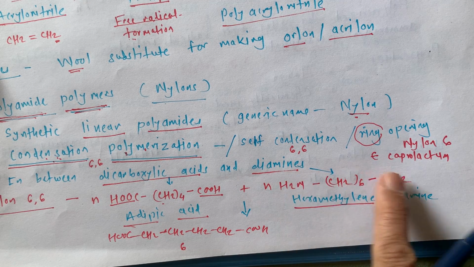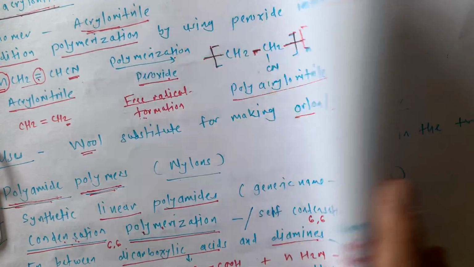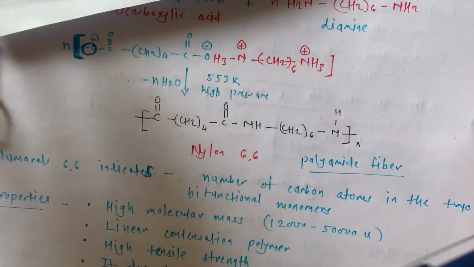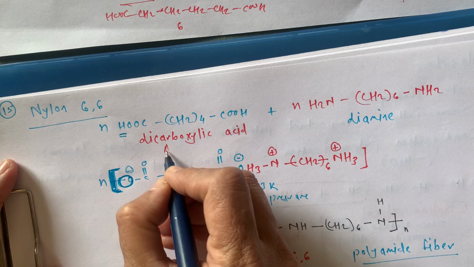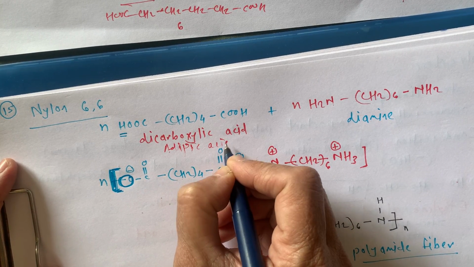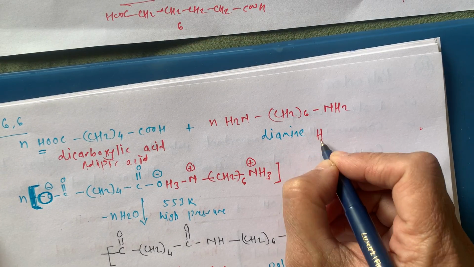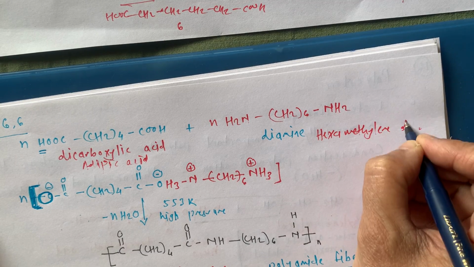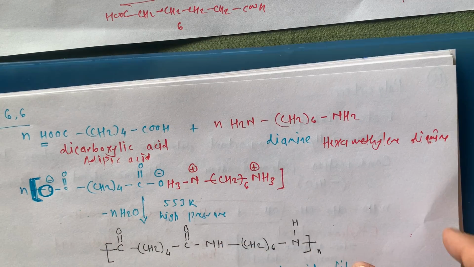And 2 amino groups. So this is a diamine. Okay, what is going to happen? See now here, this adipic acid, a dicarboxylic acid, is going to react with the diamine, which is nothing but hexamethylene diamine. Okay, they are going to condense with each other.